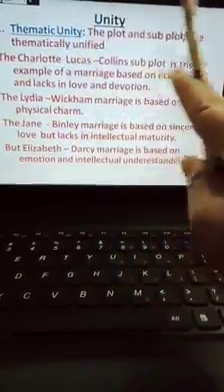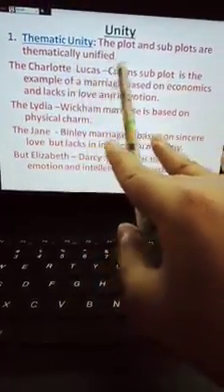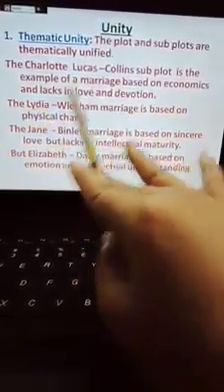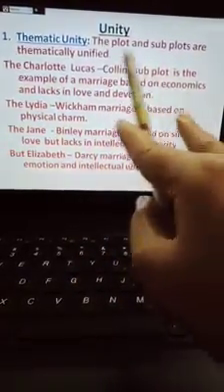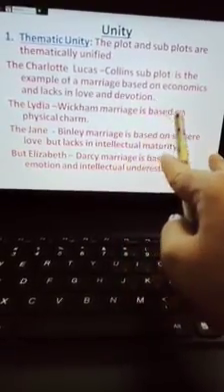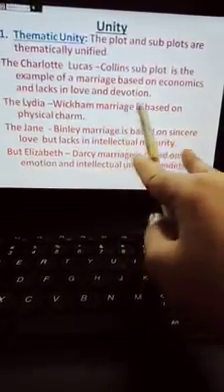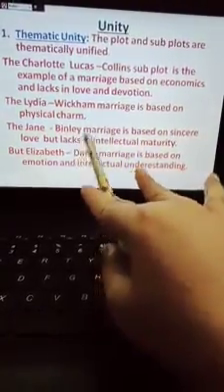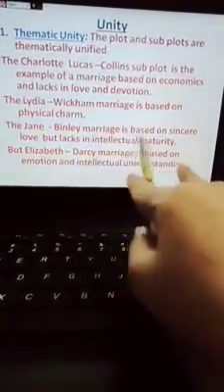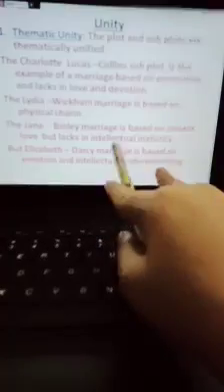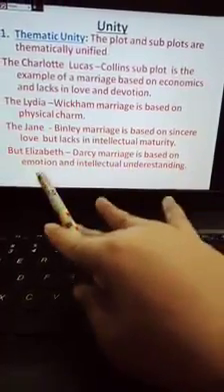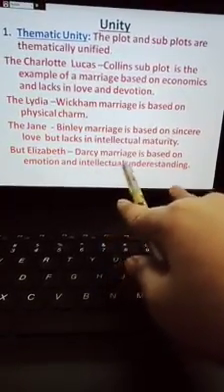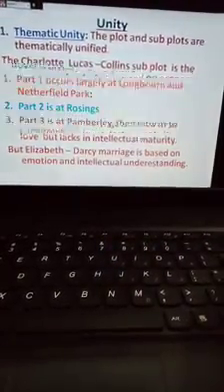Now I'm going to talk about the thematic unity. The plot and subplots are thematically unified. The Charlotte Lucas-Collins subplot is the example of a marriage based on economics and lacking in love and devotion. The Lydia-Wickham marriage is based on physical charm. The Jane and Bingley marriage is based on sincere love but lacks intellectual maturity. But the Elizabeth-Darcy marriage is based on emotion and intellectual understanding.